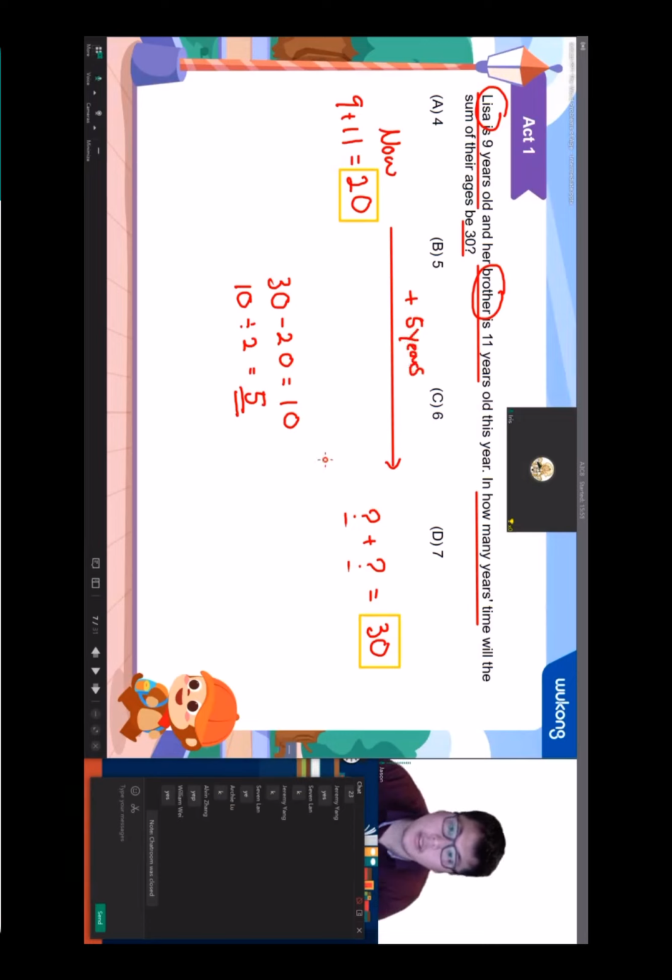Okay, and you can check your answer by adding 9 plus 5 and 11 plus 5. So what is 9 plus 5? 14. Good. And what's 11 plus 5? 16. 16. And is 14 plus 16 equals to 30? Yeah. Yes, so that's your answer. So 5 years was our answer. So that's why the answer is B.